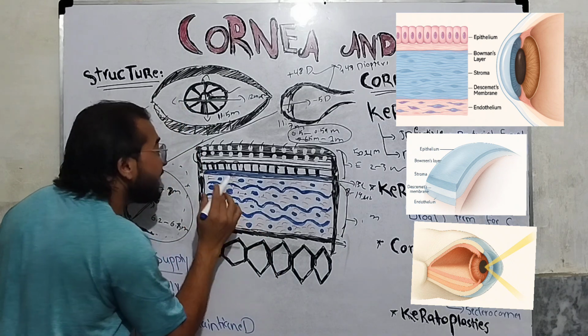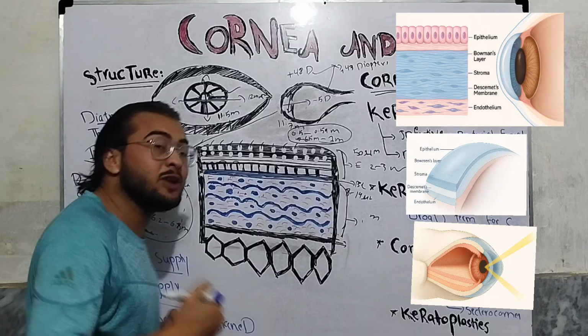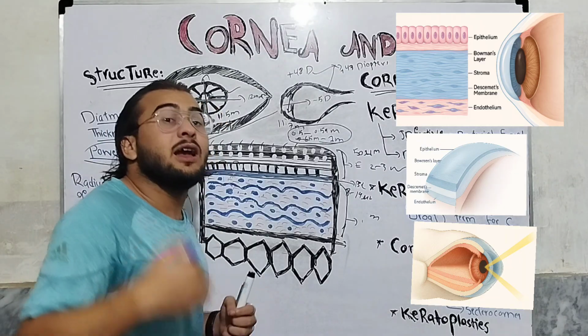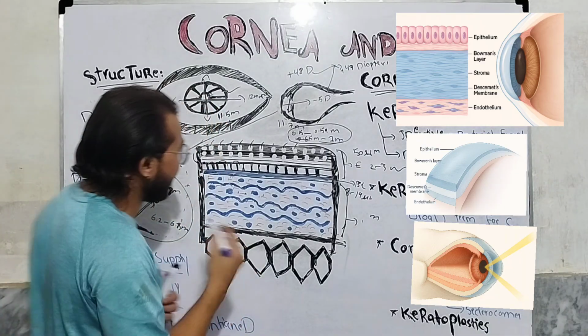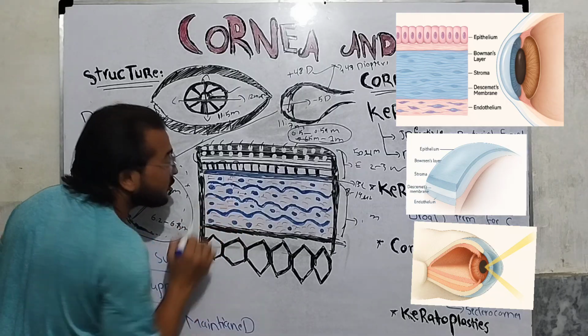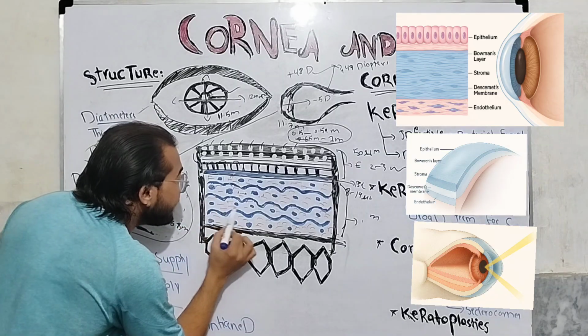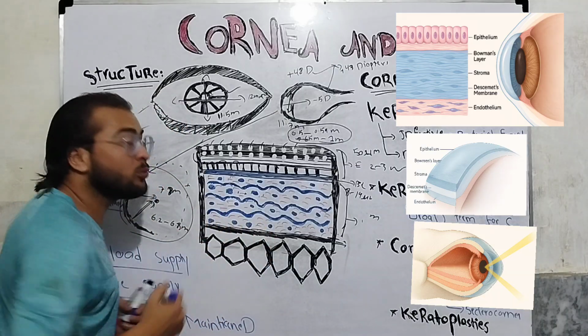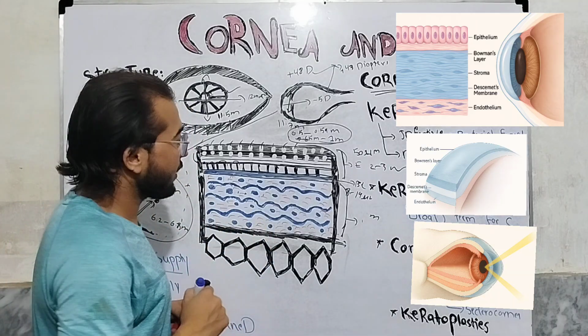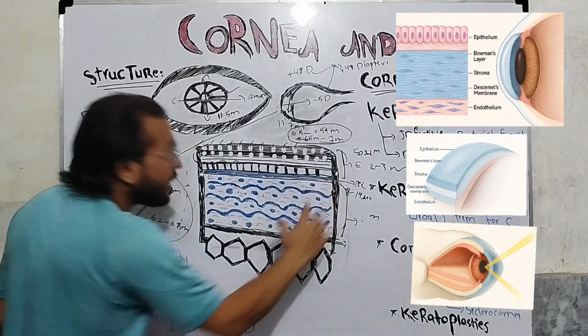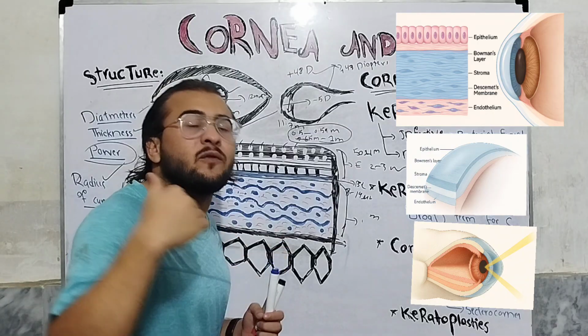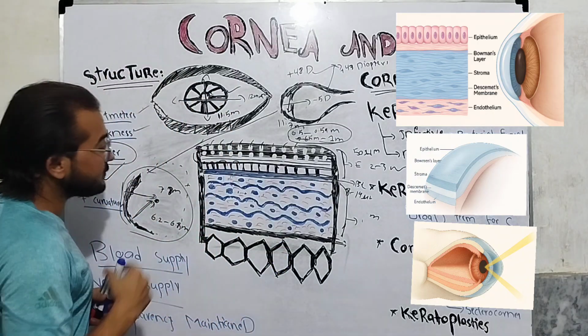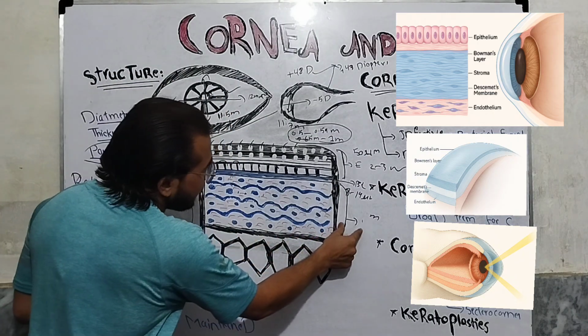So in between these properly oriented collagen fibrils, we have the keratocytes. And these collagen fibrils are produced by these keratocytes which act as a fibroblast for these collagen fibrils. And the red lines, these are the ground substance which is also produced by these keratocytes. Okay, so this is the stroma which makes 90% of the thickness of cornea. This is the third layer.